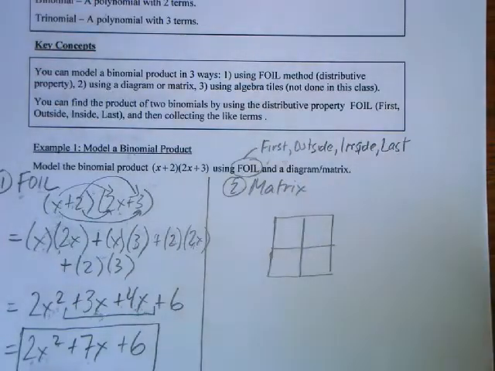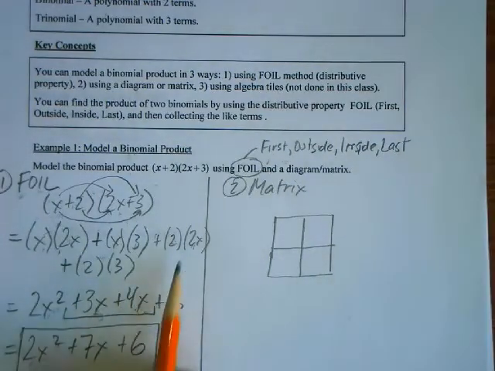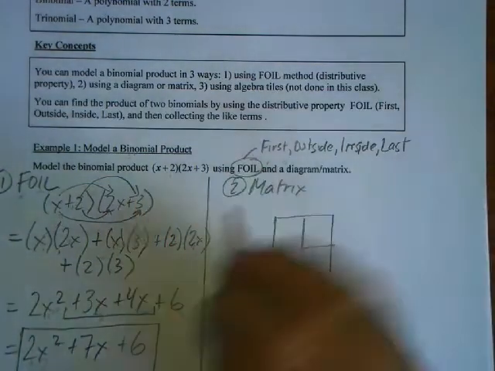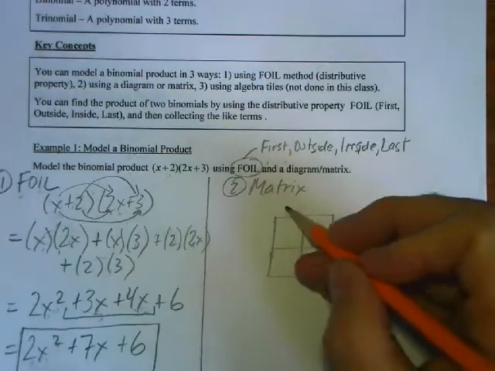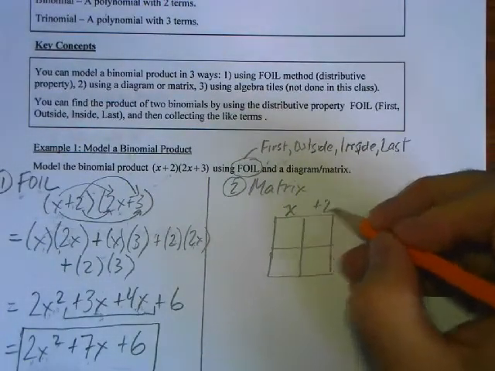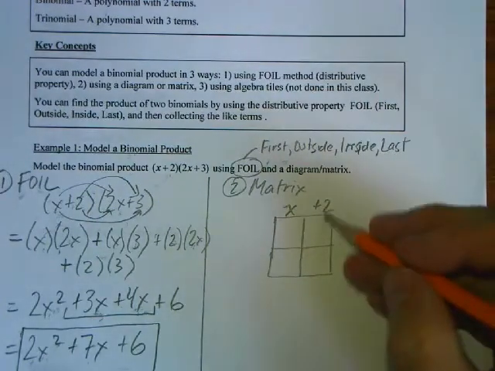So 2 rows and 2 columns. And then I go back to the question. I go, okay, the first expression was x plus 2. So I'm going to break those two terms apart. I have an x, I'll put that on top of the first column, and I have a plus 2 as my second term there, so I'll put that on top of there.